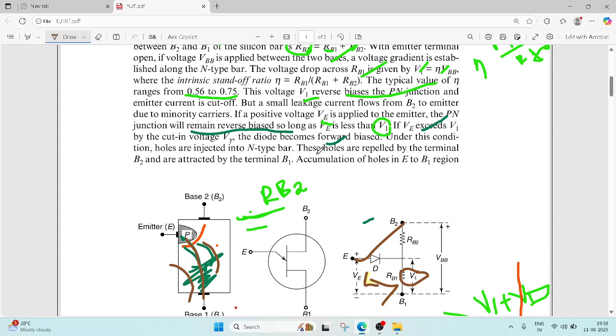These holes are next. This is B2, no? B2 is connected to positive, so this is positive, and these holes are also positive. Now what happened? Like poles repel each other. This positive and this positive repel. The holes are repelled by the terminal B2 and attracted by B1, because B1 is negative.